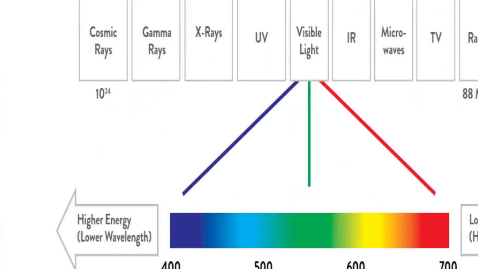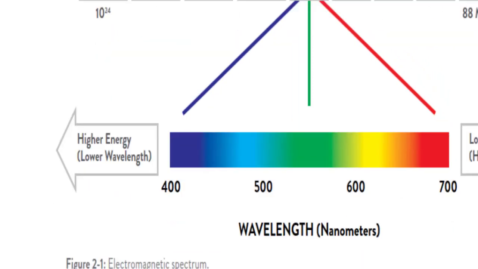Here are the wavelengths of light: cosmic ray, gamma ray, X-ray, ultraviolet, visible light from 400 to 700, IR, the microwave, the TV, the radio, the electrical power. This is lower energy, higher wavelength, and here is high energy, low wavelength.